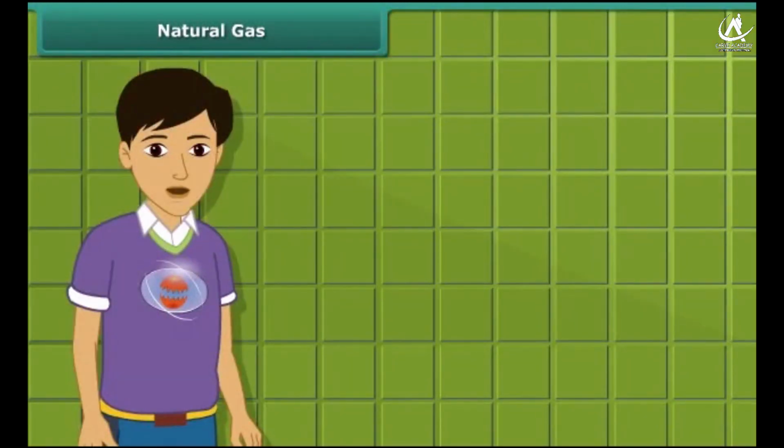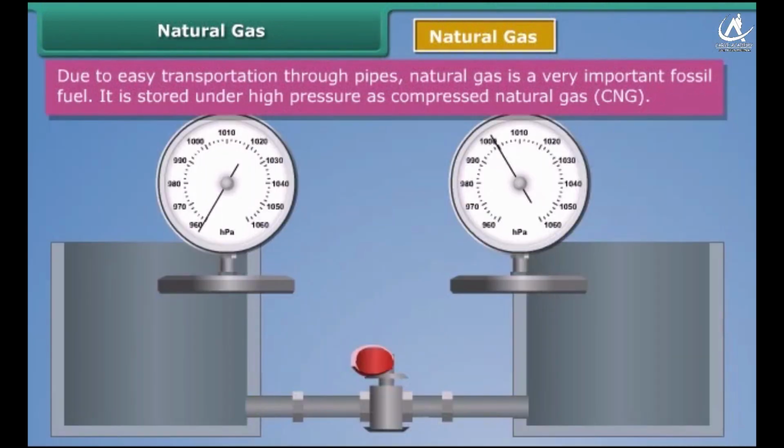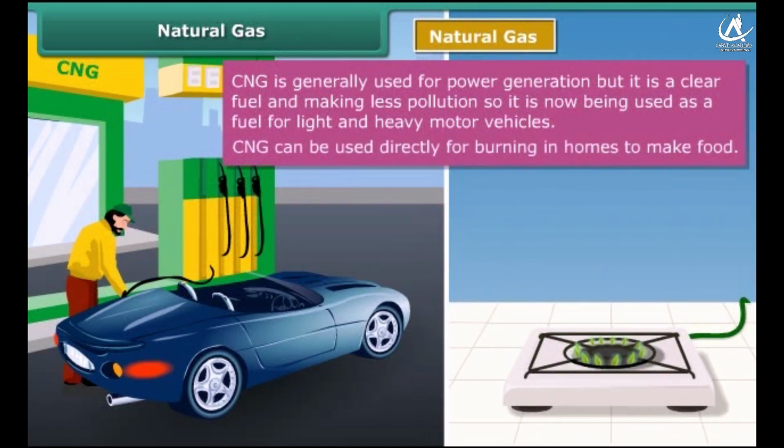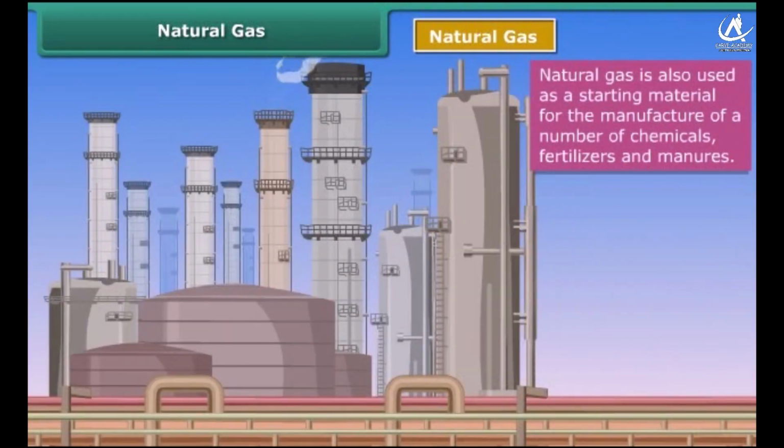Now let's move on to our next exhaustible natural resource. This is natural gas, also known as compressed natural gas or CNG. It is stored under high pressure as compressed natural gas. CNG is generally used for power generation, but due to being less polluting, it is being used as a fuel for vehicles. It is also used for cooking purposes. Natural gas is also used as a base material for the manufacture of a number of chemicals and fertilizers.